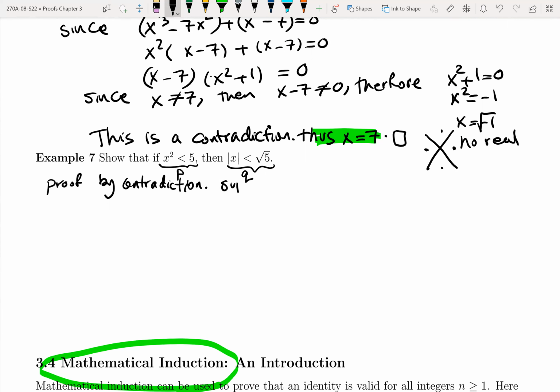So you suppose your P statement is true, and your Q statement is false. Q statement is false: less than or equal becomes bigger than or equal. So this is not Q.